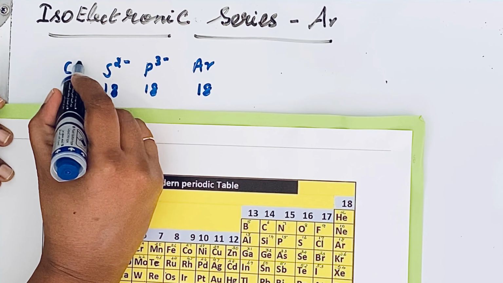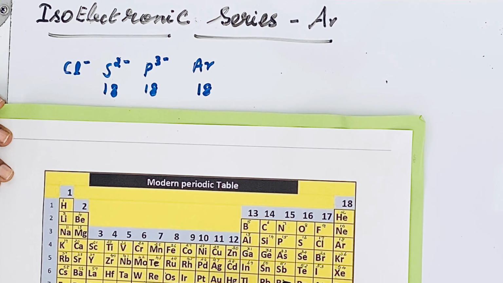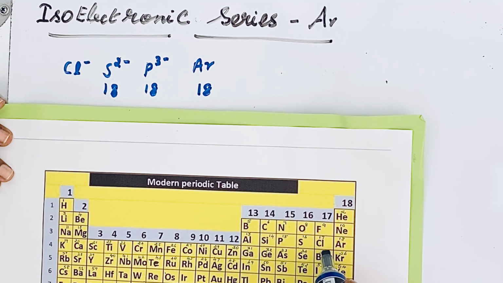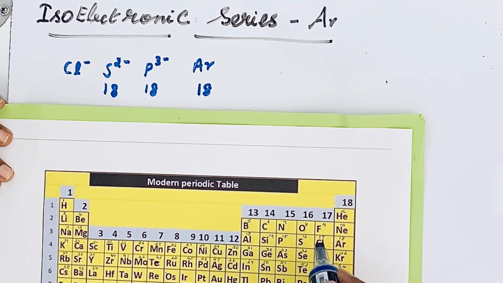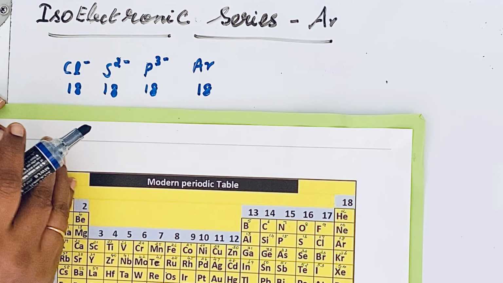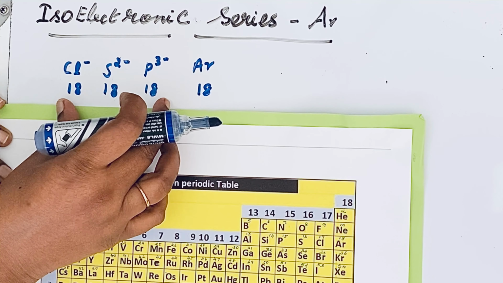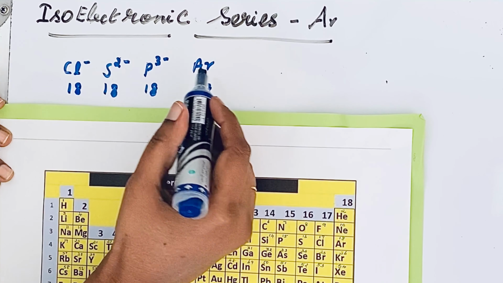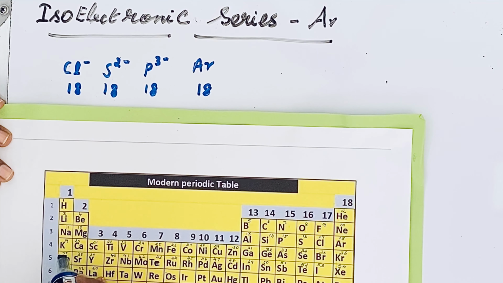So Cl minus ion. What happens to the number of electrons then? The atomic number is 17. It gains 1 electron. So 17 plus 1, 18. Okay, so these are the anions which are isoelectronic with argon. Now let us see the cations which are isoelectronic with argon.